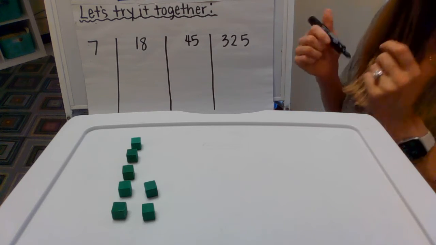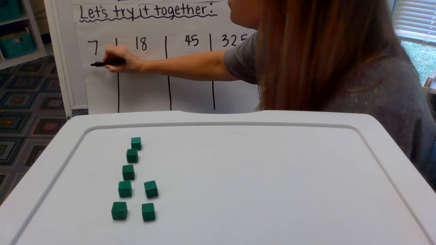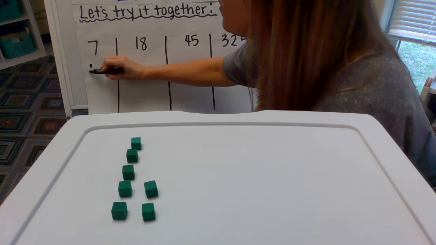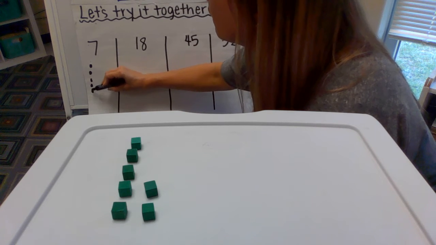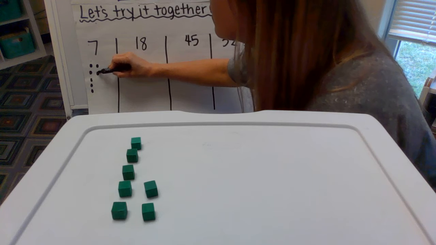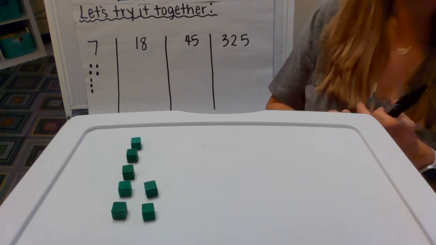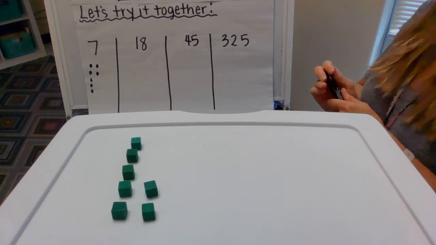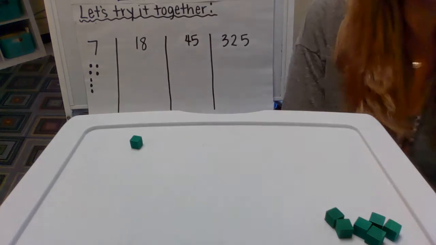Let's also draw it with the symbols that I taught you. 7 is going to be 1, 2, 3, 4, 5, 6, 7. So I drew 7 ones in circle dots. All right, good job. Moving on to the next number.